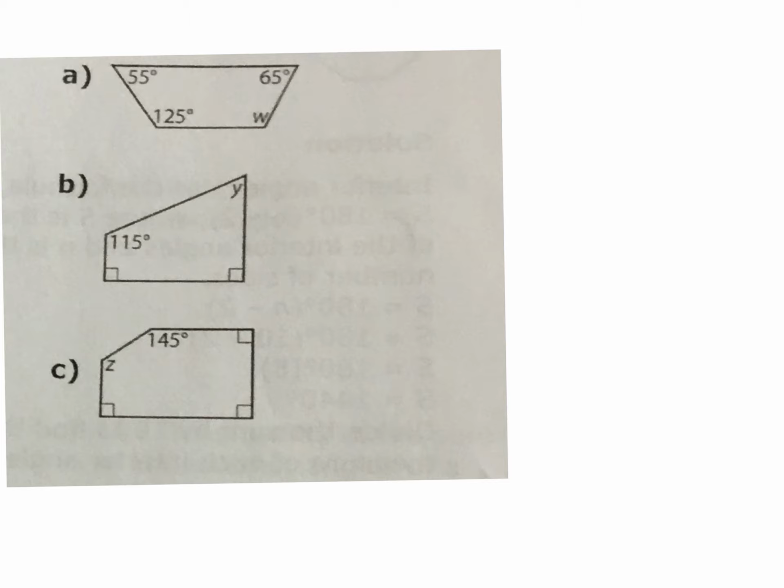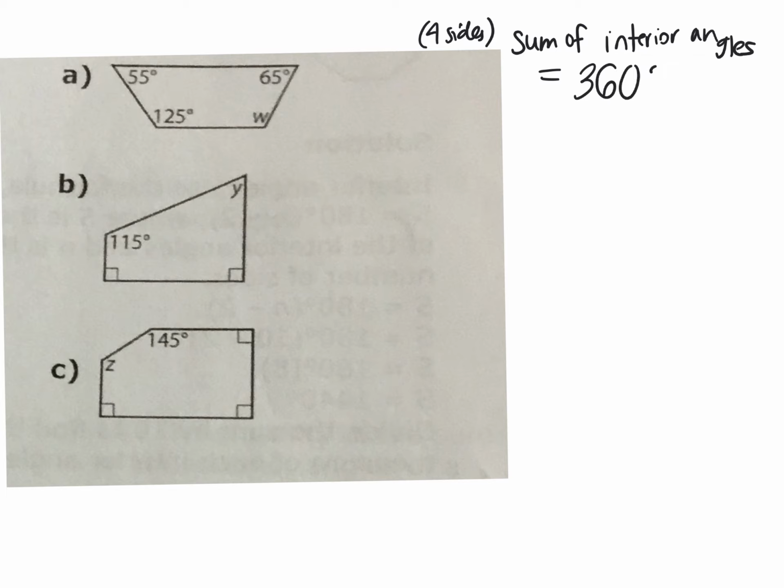Okay, so if we have a quadrilateral, a four-sided shape, the sum of the interior angles in a quadrilateral, so four-sided shape, adds up to what? 360. If the shape has four sides, it adds up to 360. If the shape has five sides, which this one does, see, what does it add up to? 540. If you forget, just think about what I just showed you.